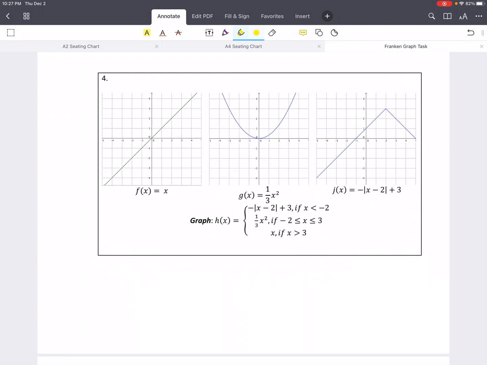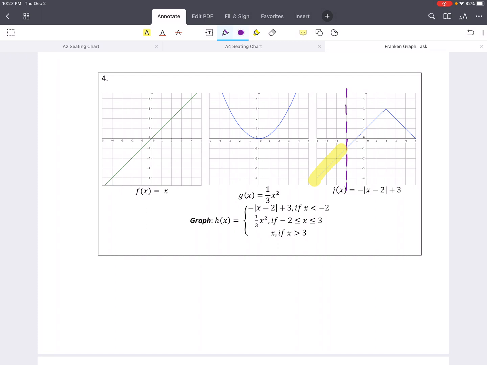And now we get a fun one with 3 equations. So we have a linear, a quadratic, and an absolute value. Our first part of this function, h of x, is negative the absolute value equation where x is less than negative 2. So here's negative 2. I want everything less than that, so that's going to be everything on the left.